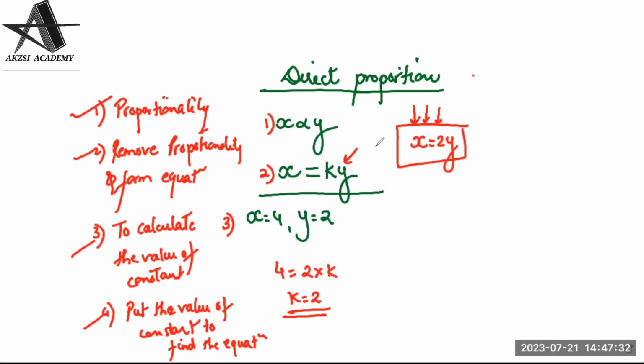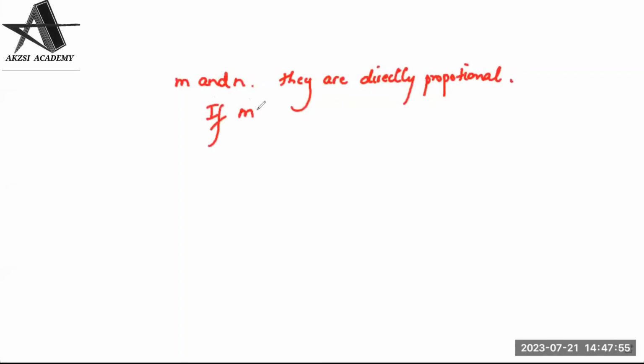Now let me do one question on it. The question says m and n are two variables and they are directly proportional to each other. If m is equal to 3 and n equals 9, find an equation of m in terms of n.